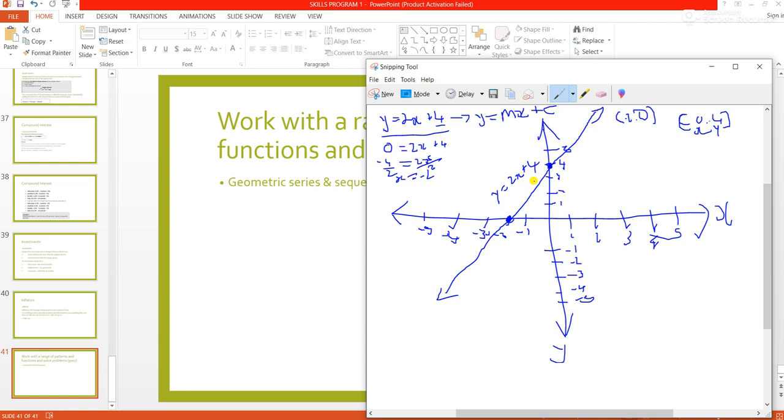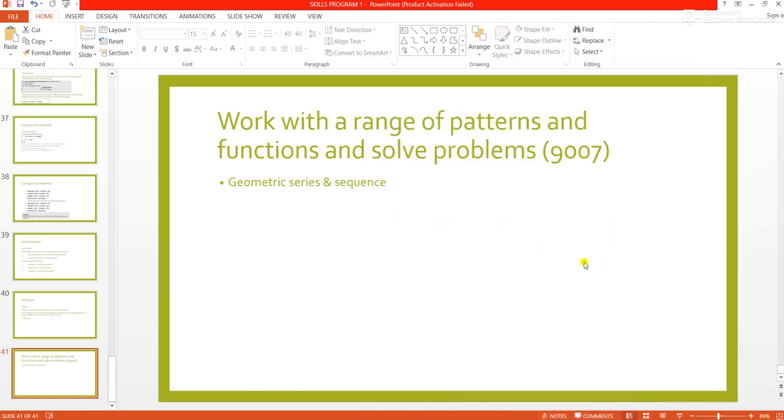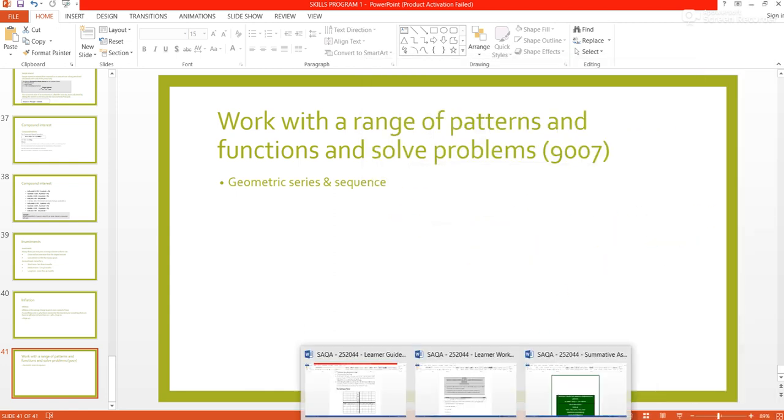So that's it in terms of creating or drawing your straight line graph. It's easy to determine your x and your y intercept. So this is just a straight line graph. You've got a parabola graph that is mentioned within your learner guide.